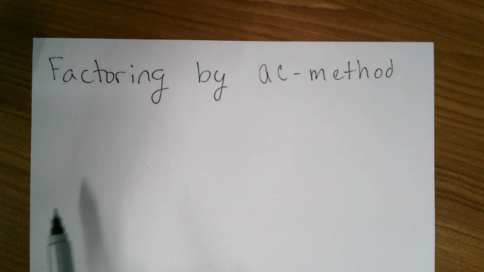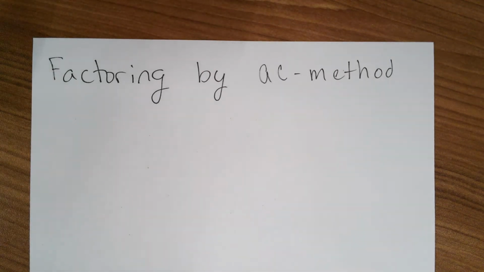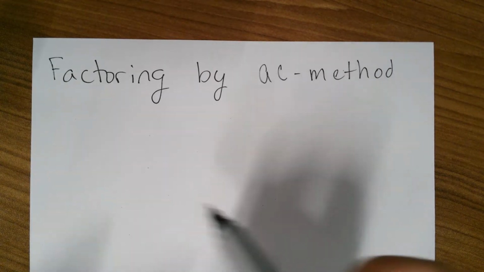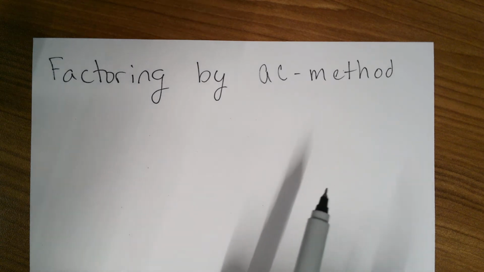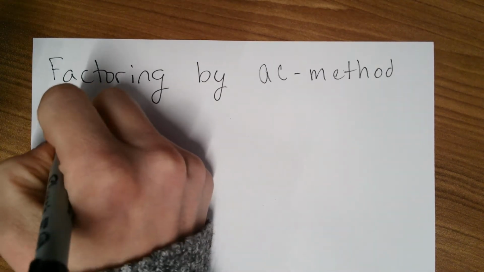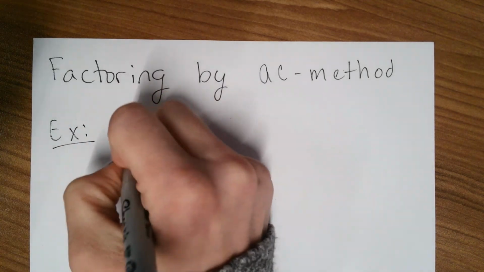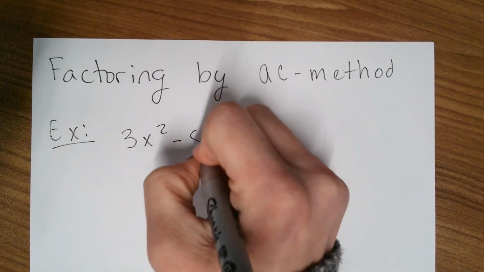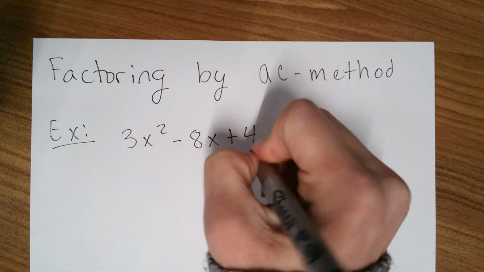So we're looking at factoring by using the AC method. This form of factoring is going to be useful when we have trinomials. So something like 3x squared minus 8x plus 4.